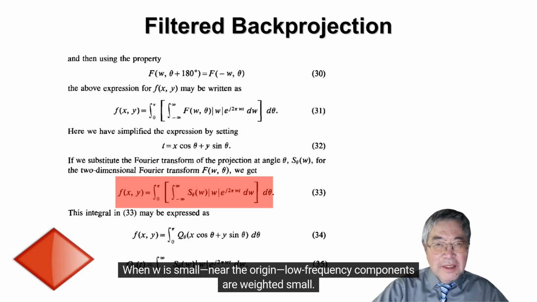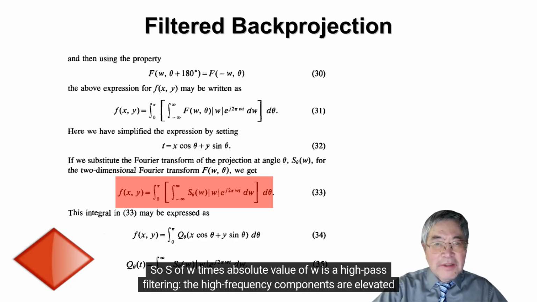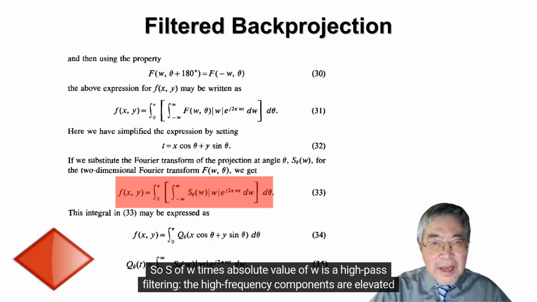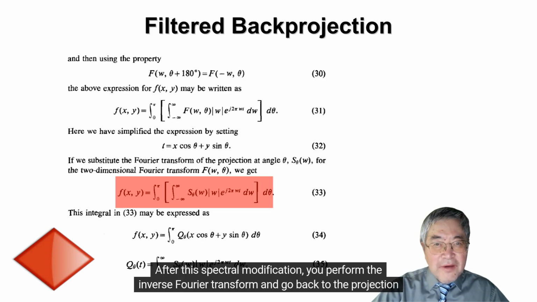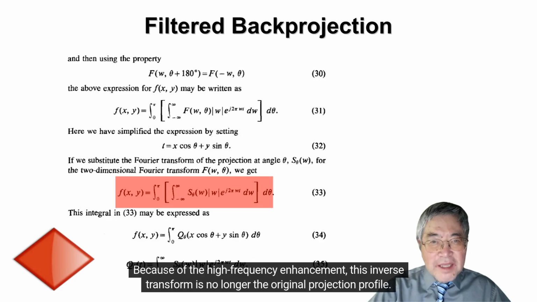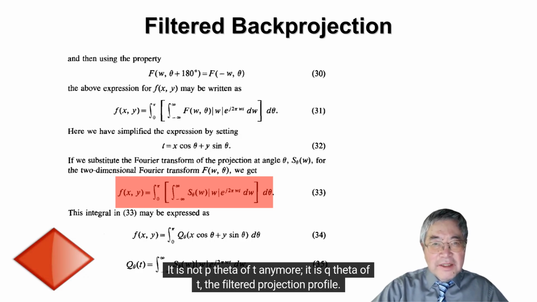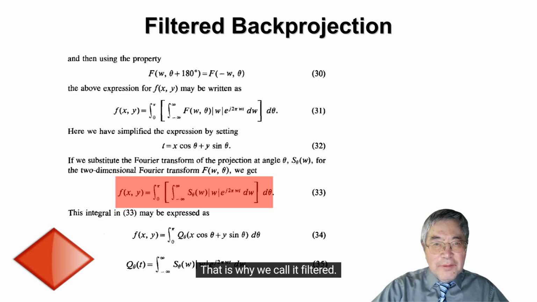When W is small, near the origin, low-frequency components are weighted small. When W is large, at high frequency, the weighting is large. So S of W times absolute value of W is a high-pass filtering. The high-frequency components are elevated in proportion to absolute value of W. After this spectral modification, you perform the inverse Fourier transform and go back to the projection domain. Because of the high-frequency enhancement, this inverse transform is no longer the original projection profile. Instead, it is a modified, high-pass filtered projection profile. It is not p theta of t anymore, it is q theta of t, the filtered projection profile. That is why we call it filtered.